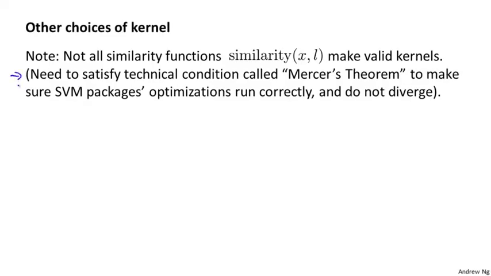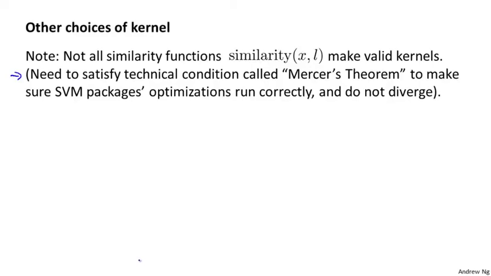It's called Mercer's theorem. And the reason they need to do this is because implementations of the SVM have lots of clever numerical optimization tricks in order to solve for the parameters theta efficiently. And in the original design of SVMs, a decision was made to restrict our attention only to kernels that satisfy this technical condition called Mercer's theorem. And what that does is that it makes sure that all of these SVM software packages can use a large class of optimizations and get the parameter theta very quickly.